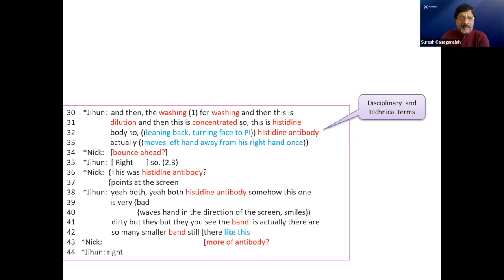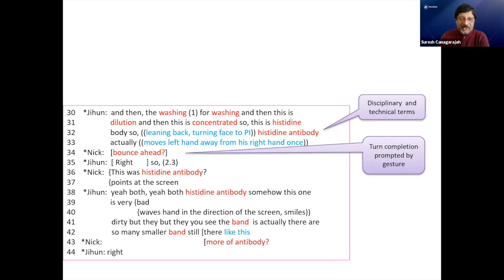Actually, they tell me in my interviews that these terms are not English as far as they are concerned. They are just science. These are the words that anybody in their field would use in any country. So it doesn't take a lot of effort for Jihoon to use these words. In a lot of contexts, these words are so important that Nick sometimes supplies them when Jihoon is thinking about them. So look at the third example here from line 38 to 42.